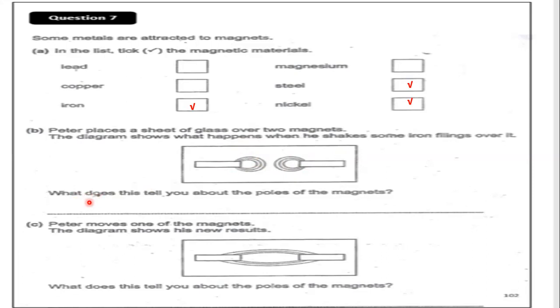The question is, what does this tell you about the poles of the magnet? So they are not attracted to each other, and the magnets also are not attracted to each other. This means that they are repelling from each other, and this means that the similar poles are facing each other. The 2 poles facing each other are the same, so they are repelling from each other.